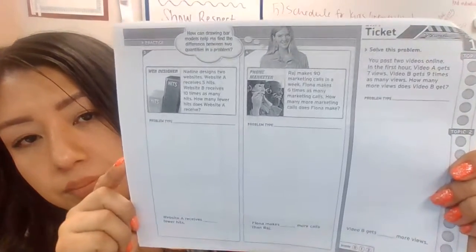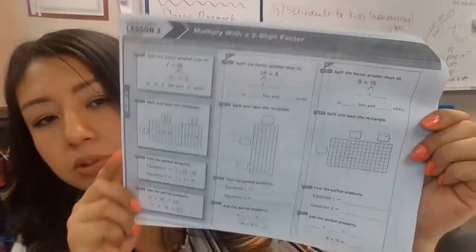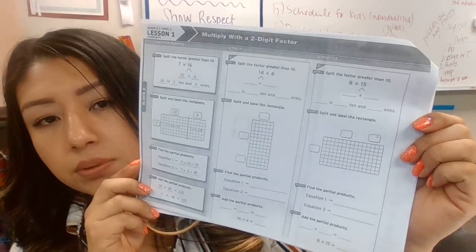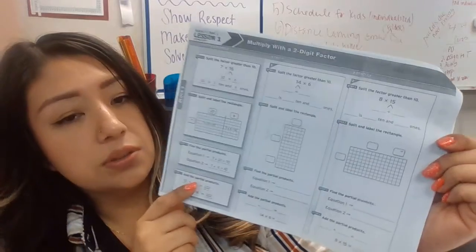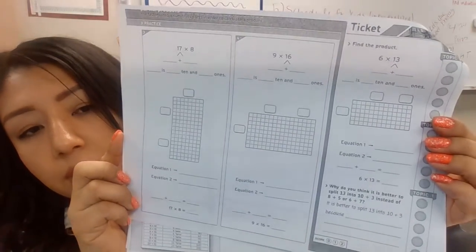On Wednesday, you will continue to practice the story problems. On Thursday and Friday. So on Thursday, you will practice multiplying with this setup, multiplying with a 2-digit factor. And then on Friday, you will also continue multiplying with a 2-digit factor, and it'll be the last page of your book or your packet.